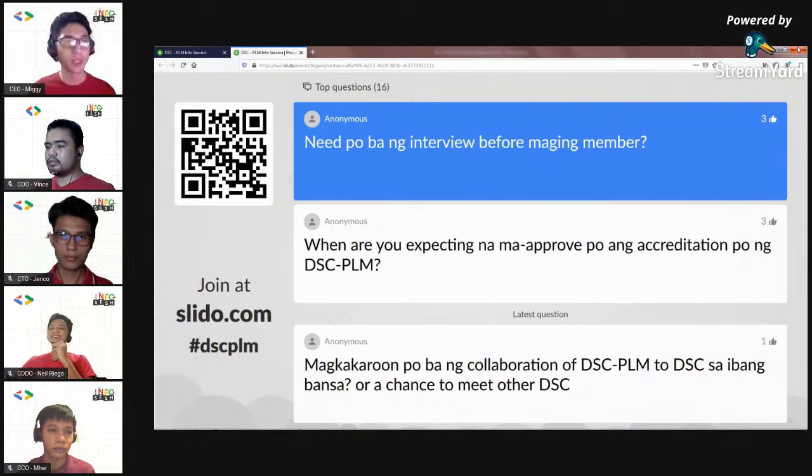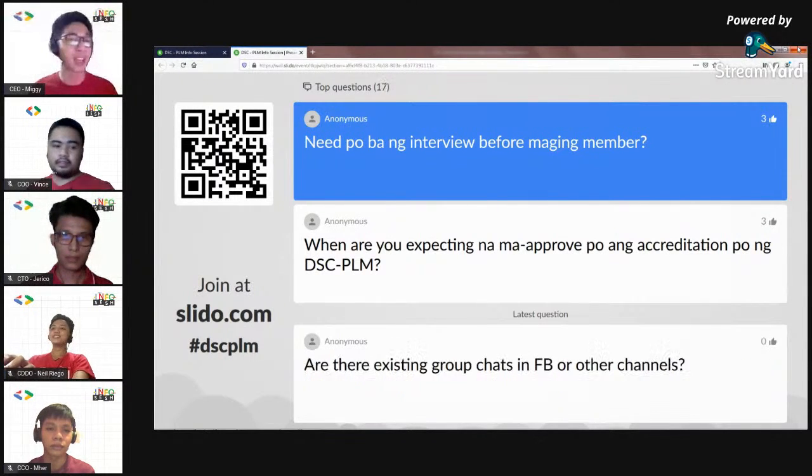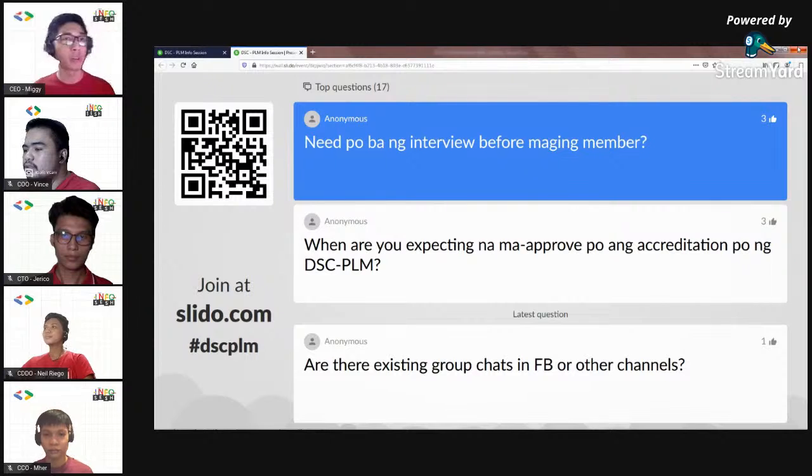Identification pala. Sorry. Okay. Yes, certainly. So it's more of a verification process only, but in terms of technical, tatanungin namin kayo kung anong background sa technology or something like that. No, it's not a very serious interview. It's just we would like to know kung kino-confirm mo ba talaga yung existence mo as a real person. So yeah. So thank you for that.